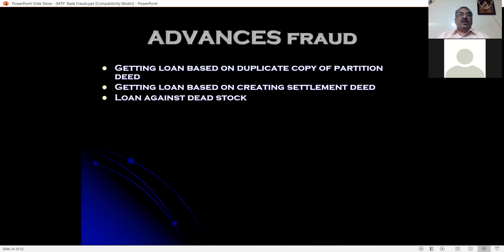The next item is loan against dead stock. You can find this from the warehouse. I found this in a warehouse loan, that means a key loan. The branch manager had sanctioned the key loan for a particular party. The unit was situated around 50 kilometers away from Salem, near Authur.